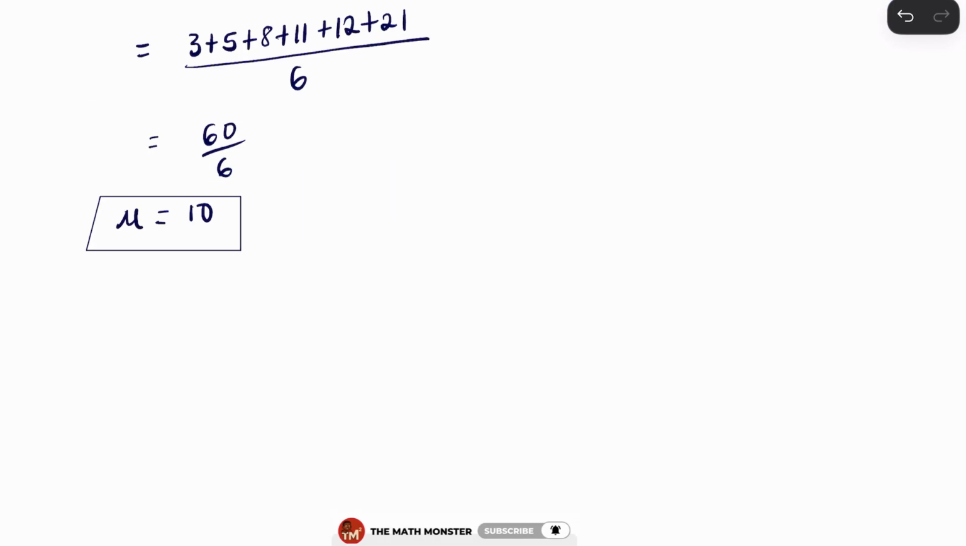So once we have the mean, we have to compute the absolute deviations. Thus, we compute the absolute value of xi minus the mean, right? So here, the mean is equal to 10, so this will be equal to the absolute value of xi minus 10, right? For each of these points, we subtract the mean from it. Then we take the absolute value.